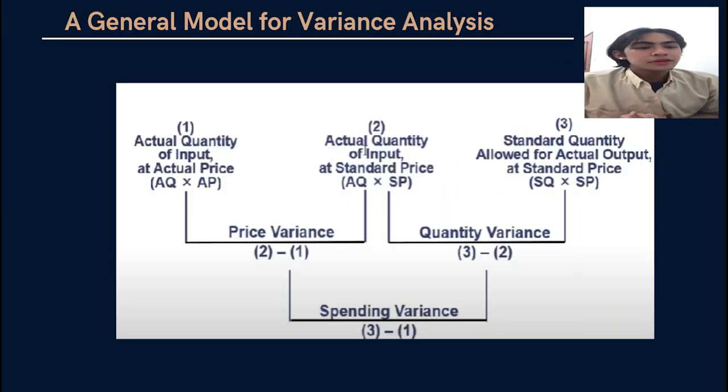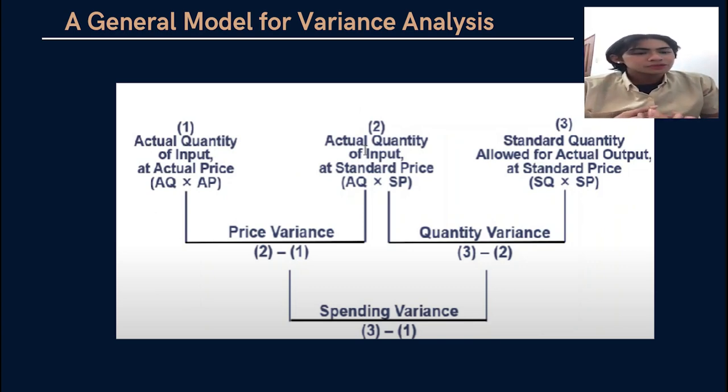Fourth is the formula for the general model for variance analysis. To get this, we need to find AQ, AP, SP, and SQ. AQ means actual quantity of input, AP stands for actual price, SP stands for standard price, and SQ stands for standard quantity. After we get those, we need to multiply AQ by AP, AQ by SP, and SQ by SP.